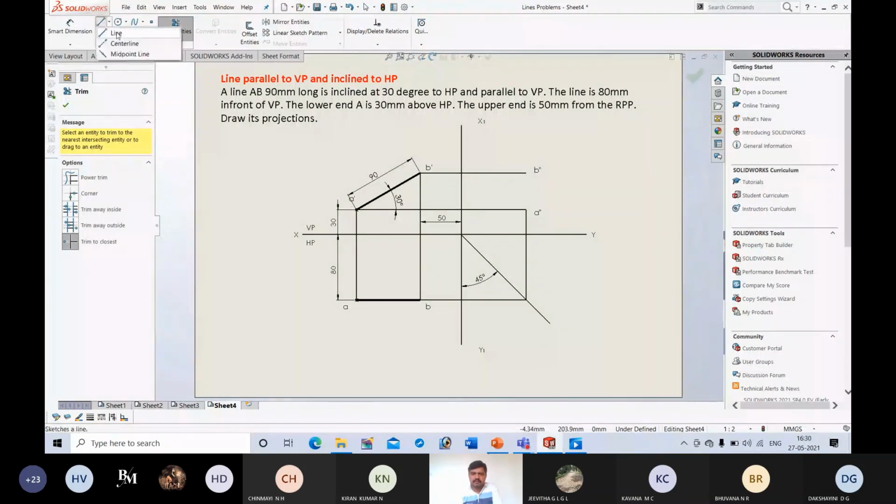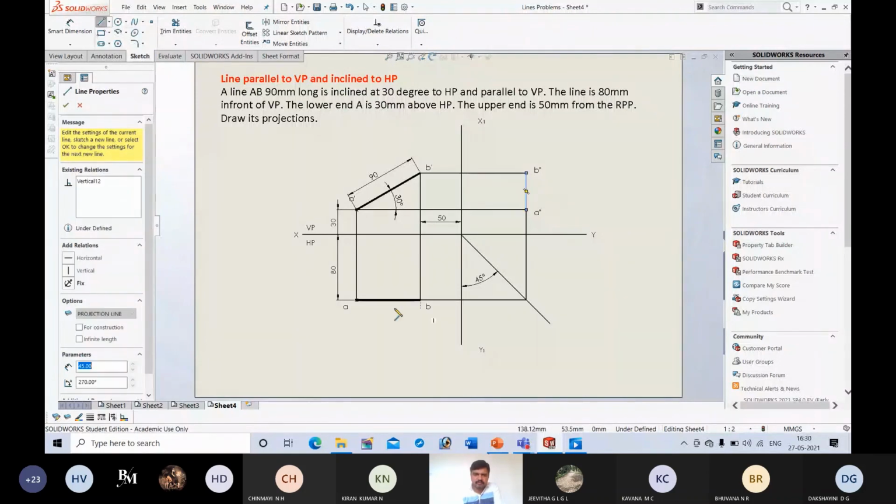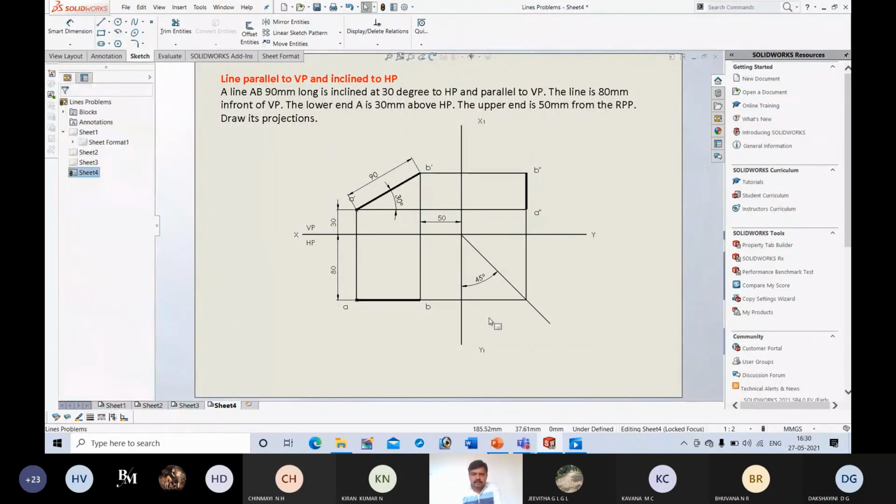Then increase the thickness. Okay, so this is the solution. This is front view, this is top view, and this is profile view. Here also you are not getting true length because it is making an inclination with profile view. It is parallel to VP, but it is making inclination with profile view. For that reason, in side view you are not getting true length.